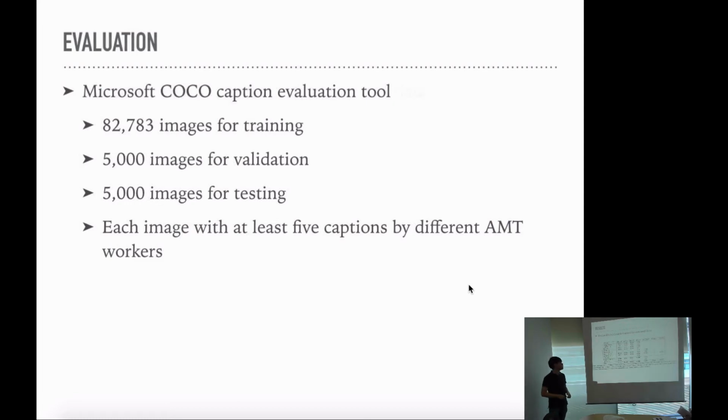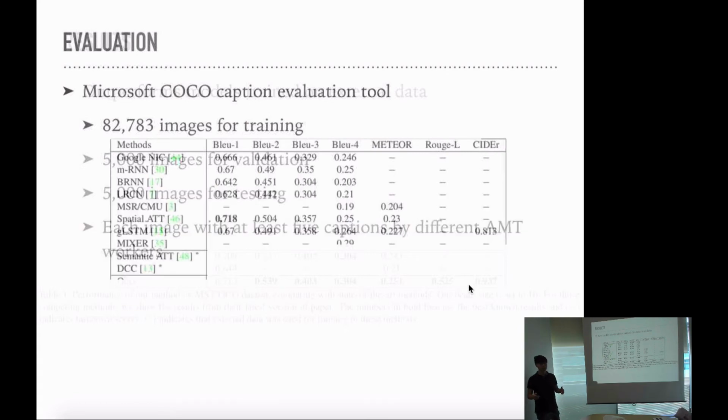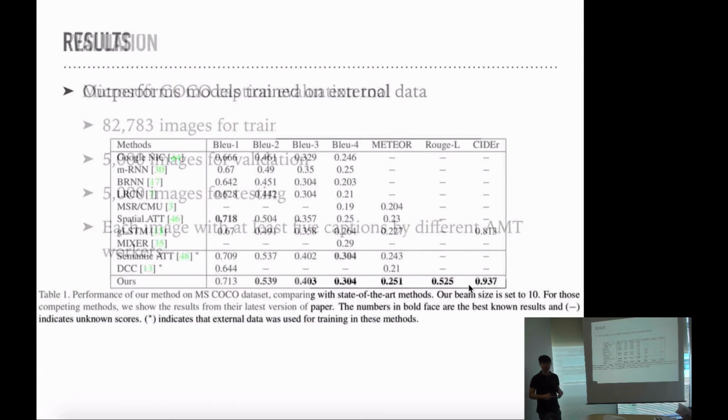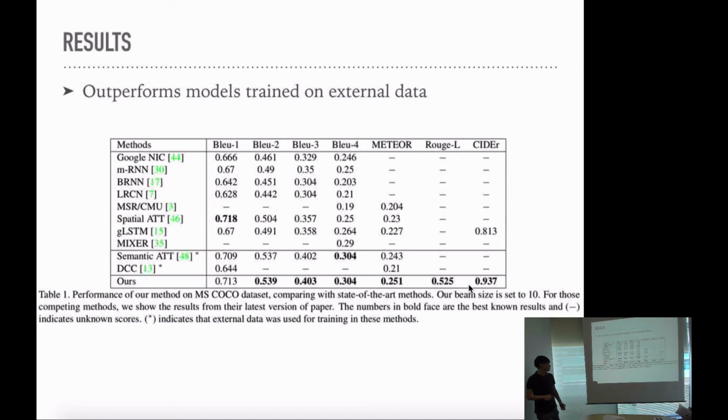And the result is that this model outperforms even models trained with external data. The ones with the asterisks are trained with external data. So they train with, let's say, social network data, where people type captions for images. They train with that as well as the images provided with Microsoft Coco. And this actually performs better overall, on most tasks.